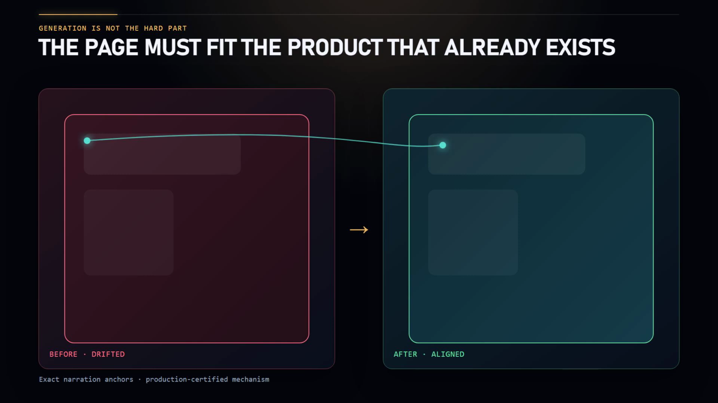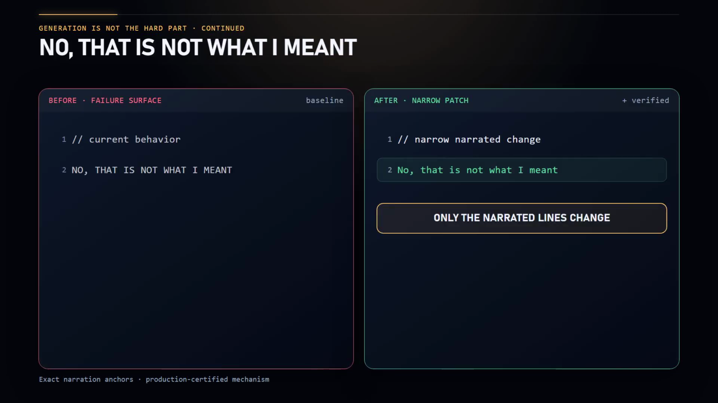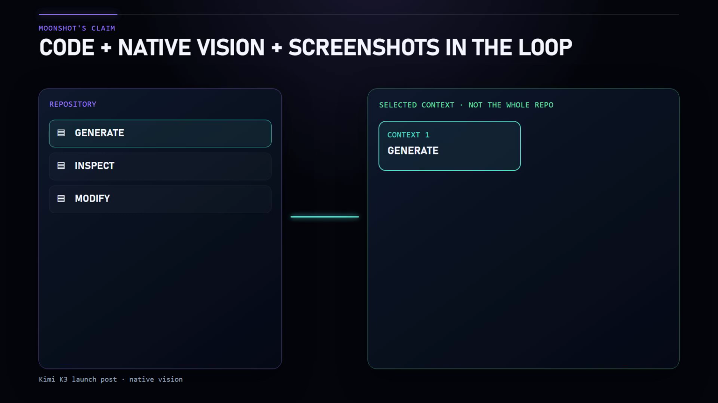Most AI models can generate a web page. That is no longer impressive. The difficult part is making the page look like the product you asked for, fit the code base that already exists, survive different screen sizes, and improve when you say, "No, that is not what I meant." Kimi K3 is being marketed for exactly that problem.